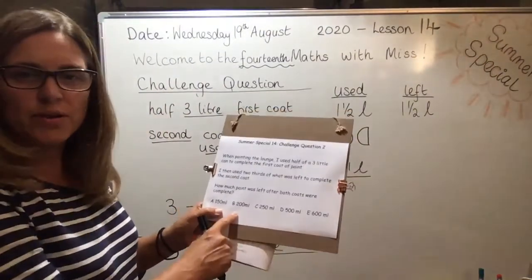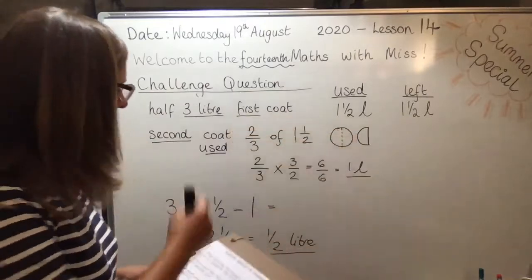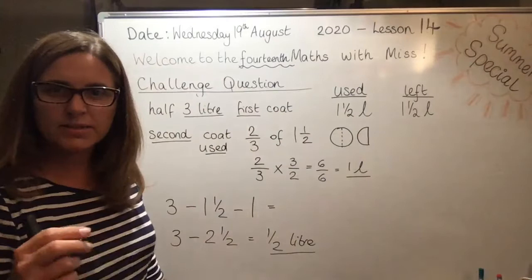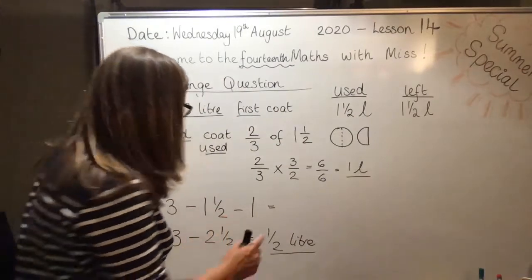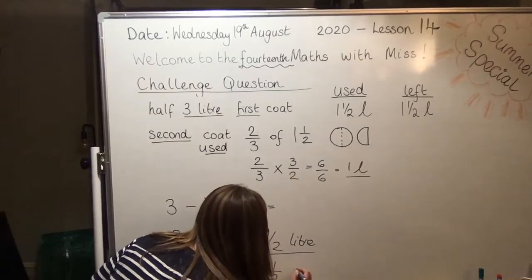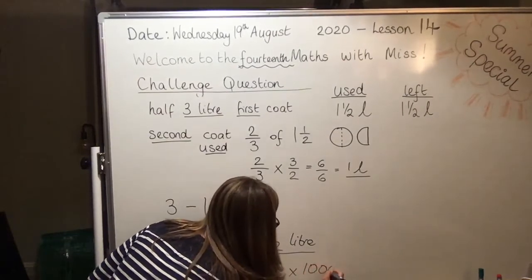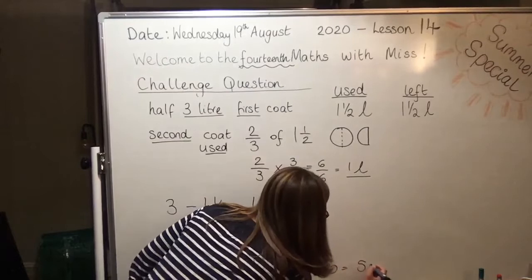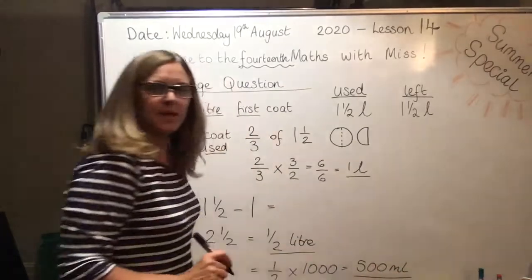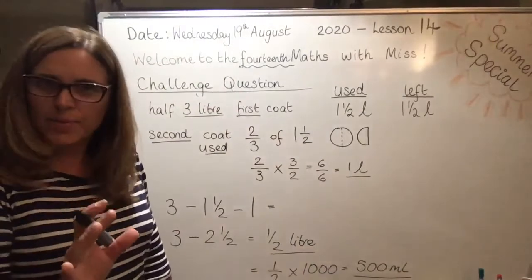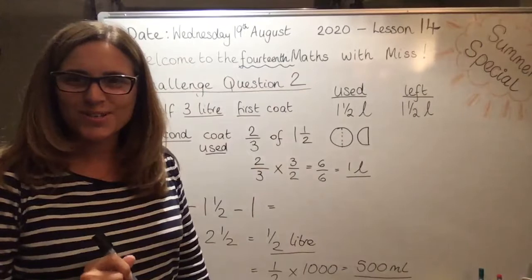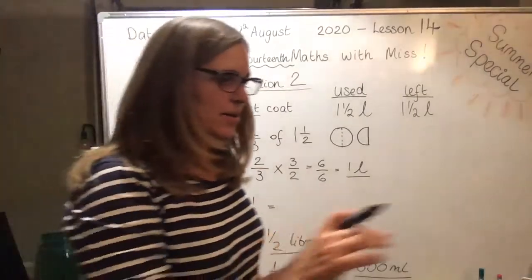We have to now convert into millilitres. We know that there are 1,000 millilitres in a litre. Therefore, we need to multiply 1/2 by 1,000 to give us 500 millilitres. A little bit easier than challenge question 1, I think you'll agree. Okay, good.